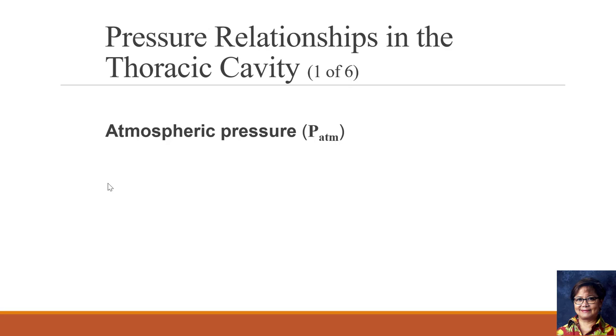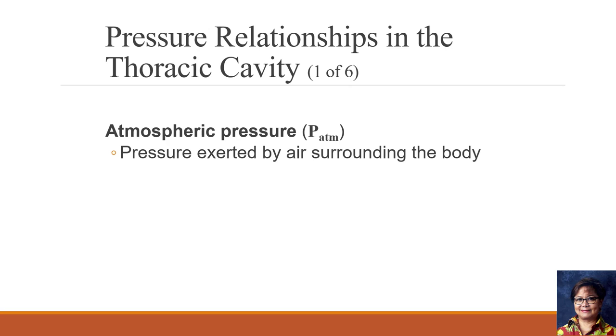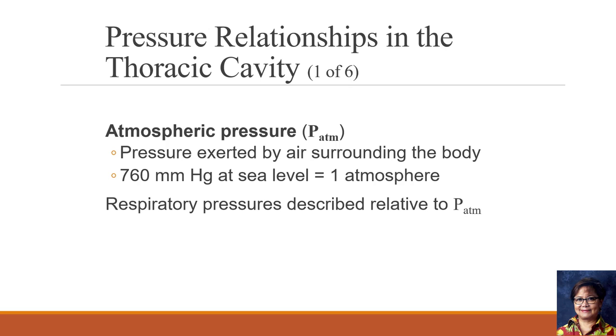First of all, atmospheric pressure is equivalent to 1 atmosphere or 760 millimeters of mercury, and is the pressure exerted by the air surrounding the body. So at sea level, the pressure of air is 760 millimeters of mercury, or 1 atmosphere. Inside our lungs, we also have pulmonary pressures, which we describe relative to that atmospheric pressure.